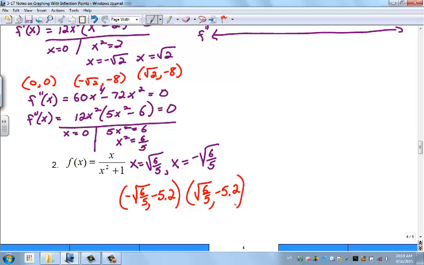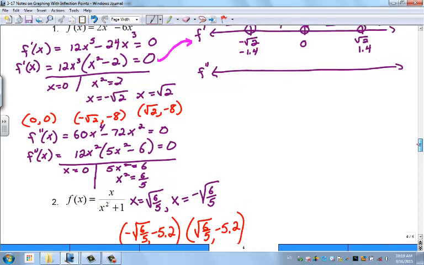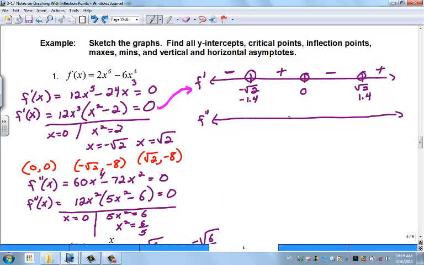Alright, so those are your possible points of inflection. Again, in order to figure out if they are actual points of inflection, you've got to do the number line. So let's go up to the number line for f double prime. So I have negative radical 6/5. If you type that in your calculator, that's negative 1.1. This is negative 1.4, so you want to go closer to 0 to get negative 1.1.